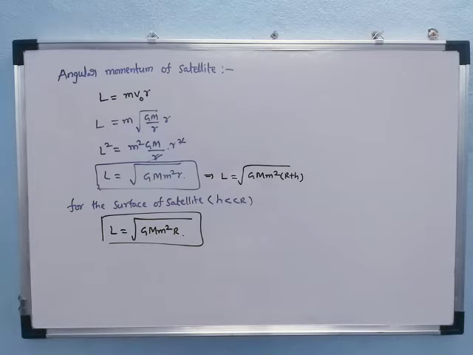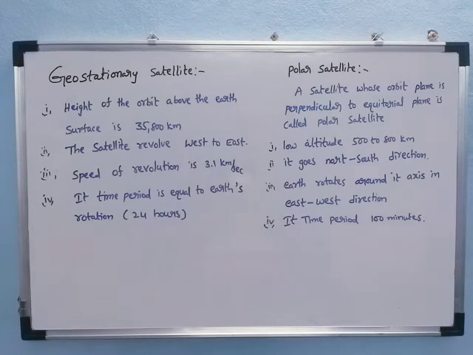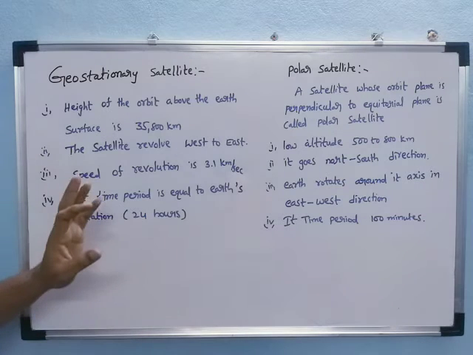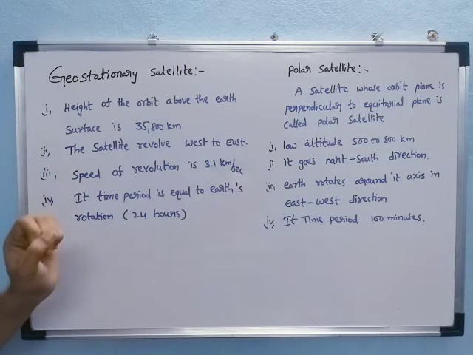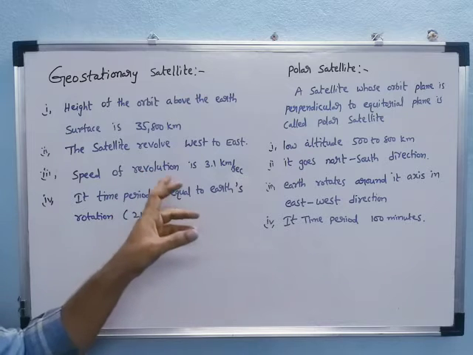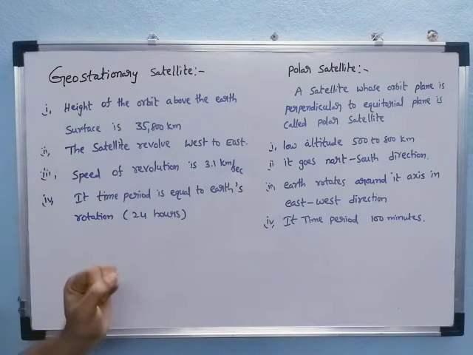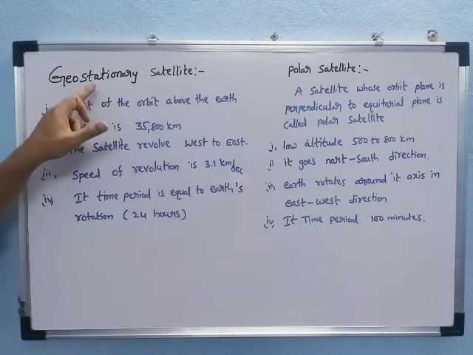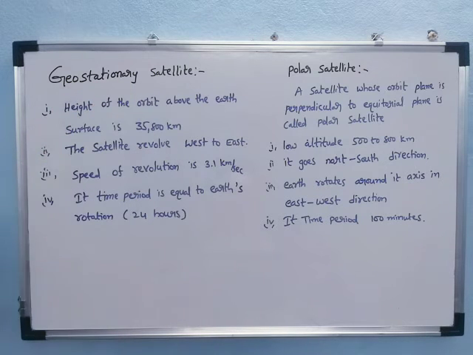Now we are discussing the geostationary satellite and the polar satellite. A geostationary satellite is one whose time period of revolution is equal to the period of rotation of the earth. Such a satellite is called a geostationary satellite.